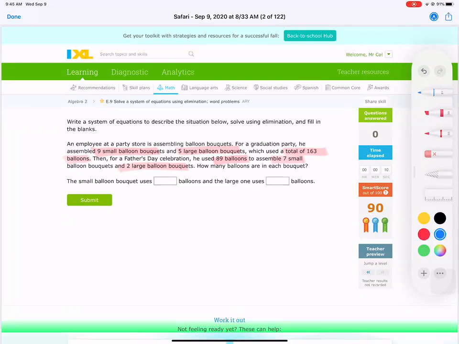So let's do the first equation. We have 9 somethings and 5 somethings. Now, you could call this X and Y. That could be great. But oftentimes then you get confused. What was X? Was X a small balloon or a large balloon? So common sense would say, let's just call this S for small balloon and L for large balloon. And how many balloons do we have total? We have 163, and we added the small balloons and large balloons together.